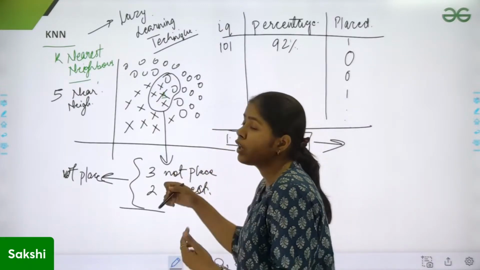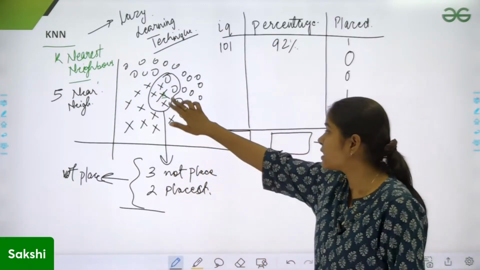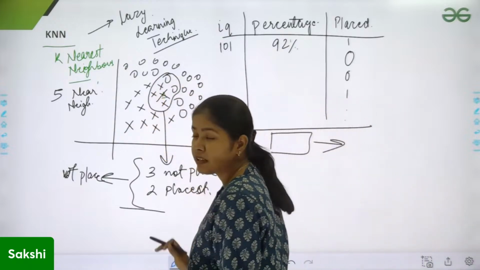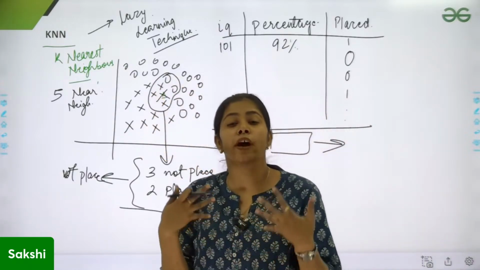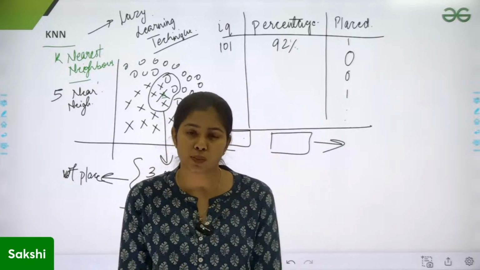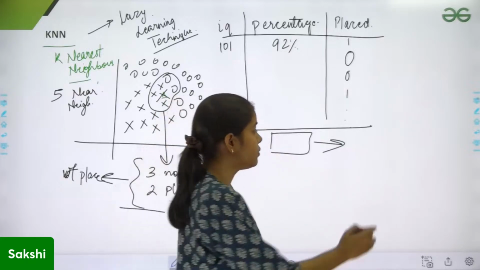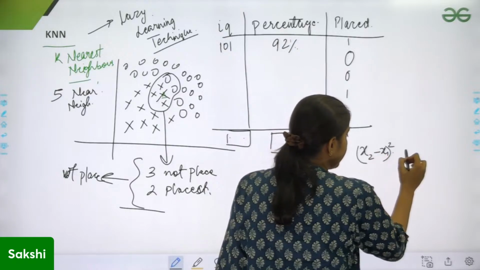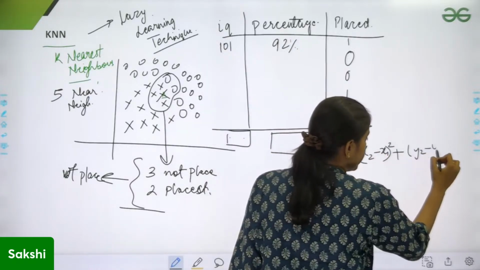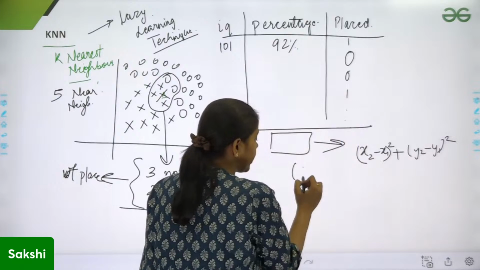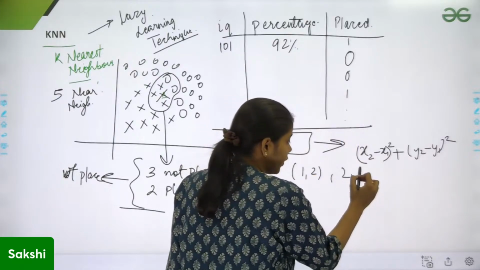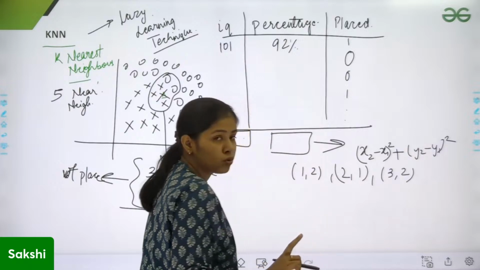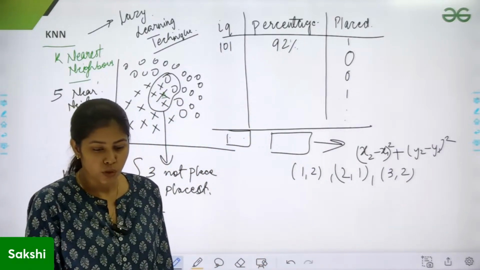But now you would ask how I find out in actual that these points are neighbors or not. Here I have seen using the graph that these 5 points are nearest. So I'll use my Euclidean distance: square root of (x2 minus x1) squared plus (y2 minus y1) squared. Let's suppose we are given (1,2), (2,1) and (3,2). I want to find out which 2 points are closer to each other. So what would I do?